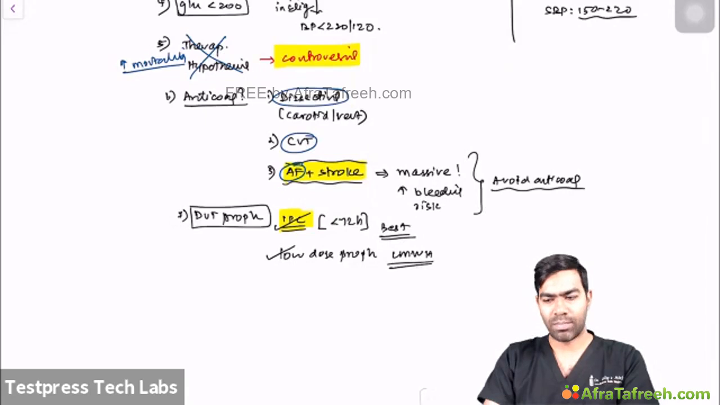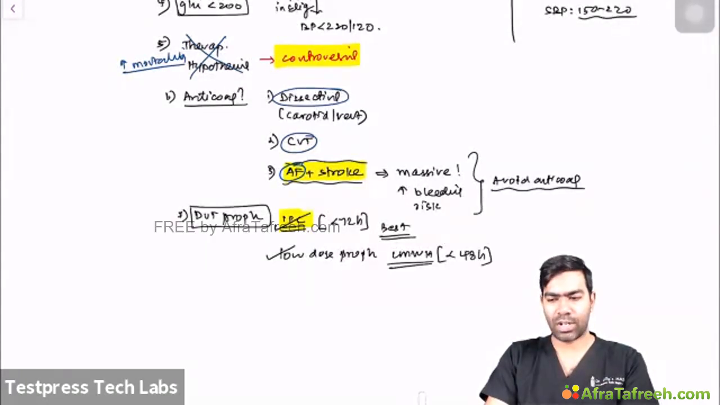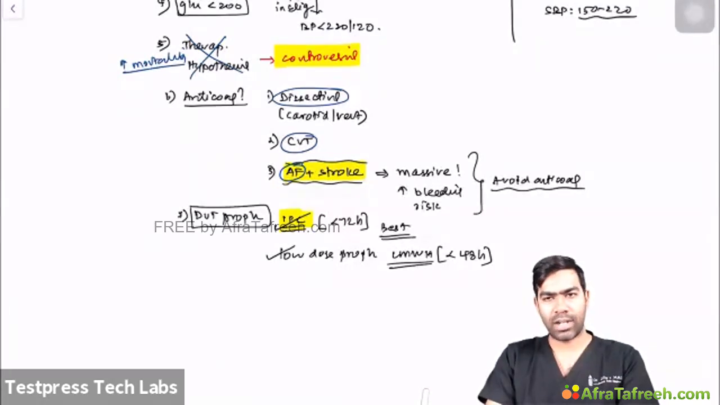That also you can give, but this has a little higher risk of bleeding. That's why this is not preferred that much in the setting of a stroke. So if you want to start, it's best given within 48 hours. Beyond 48 hours, this prophylactic heparin doesn't have any role.